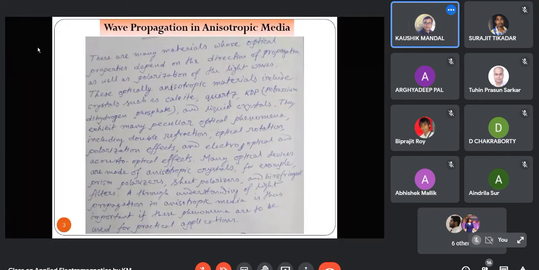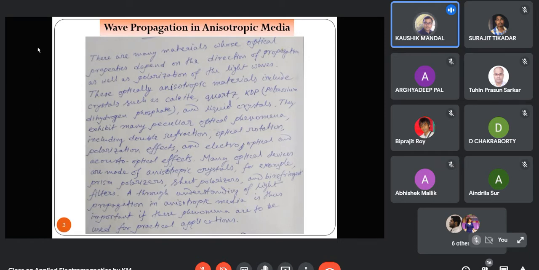Now, in practice, there are some materials. Those are basically the anisotropic materials in which the optical properties depend on the direction of propagation as well as the polarization of the light waves. In place of light waves, we can also say the polarization of electromagnetic wave. So those are basically the optically anisotropic materials. So the first point is clear.